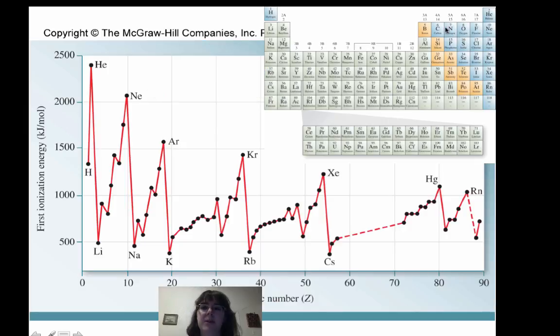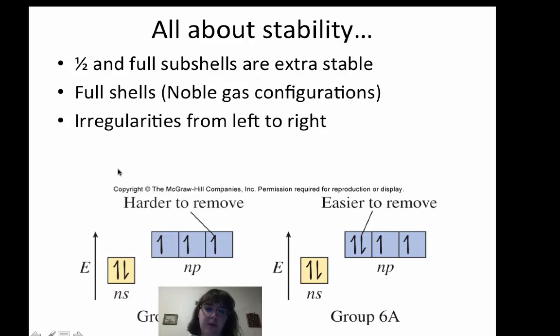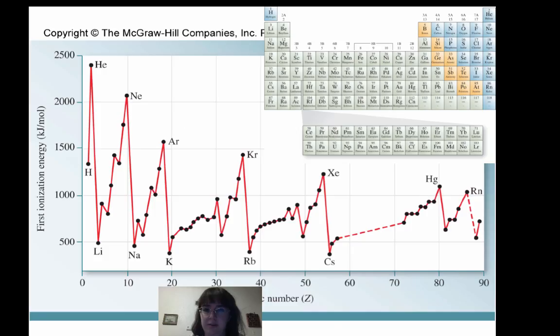Likewise, it's more stable to have that half full subshell like nitrogen does. So it's harder to get rid of the one out of nitrogen, but it's a little more stable to get rid of that one when you lose it from oxygen. So it's another one of those times when that half full is more stable, the full is more stable. So it's much harder to remove it from that group 5A, much easier to remove it from 6A. And it's not much easier, it's noticeably easier. It shows up on the graph, but it's not as big of a gap as it is obviously from a noble gas to an alkali metal, but it's noticeable.